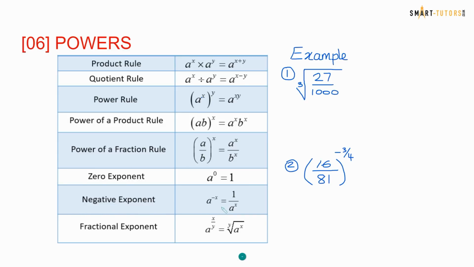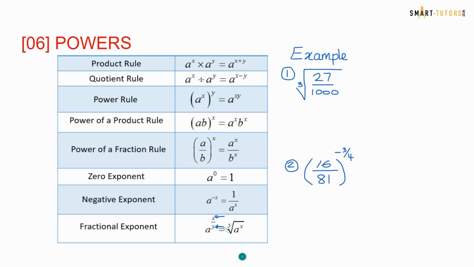Negative powers: if the power is negative, you need to do the reciprocal. So 1 over the positive power, 1 over a to the power x. For a to the power x over y, the bottom, the denominator, becomes the root and the numerator, the top one, becomes the power. So the root at the bottom, the power at the top.